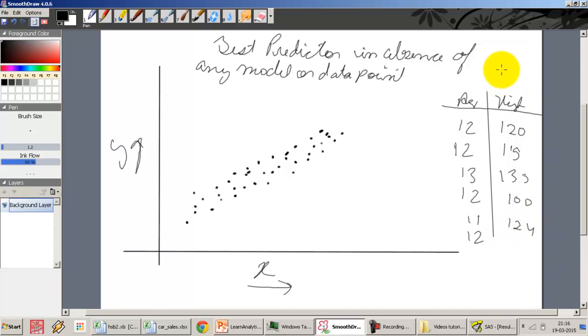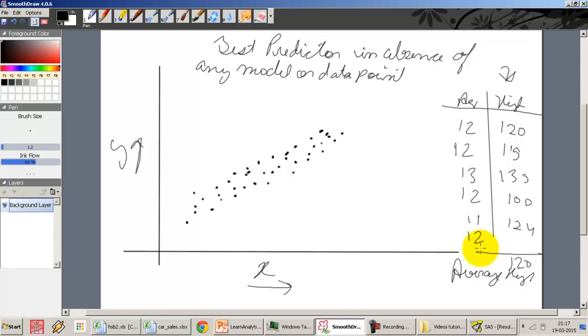Now you're asked to predict the height of a random student. I pick up a student at random and ask you to predict the height, and we don't give you any other information: no gender information, no age information, nothing regarding the students. You have to predict the height. In the absence of any other information, the best prediction you can make is the average height. So let's say the average height comes out to be 120 centimeters, and you predict that the random student will have a height of 120 centimeters.